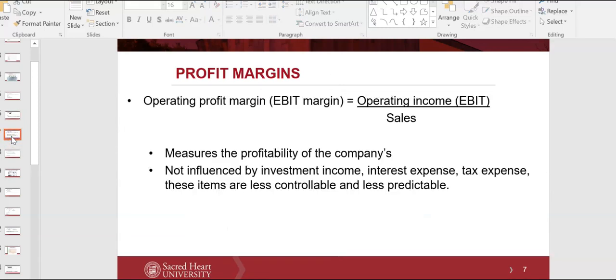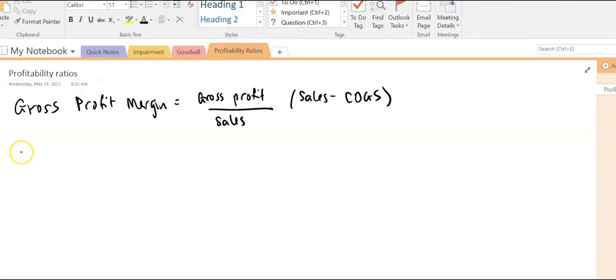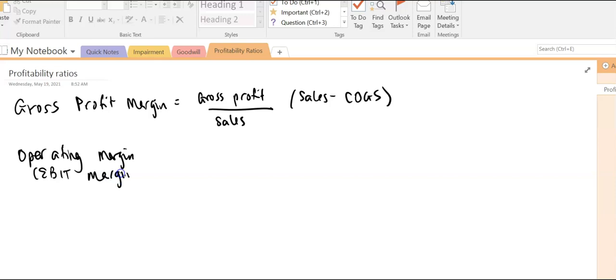Next, let's look at operating profit margin, also known as the EBIT margin. Remember, EBIT is earnings before interest and taxes. Operating profit margin is equal to the company's operating income divided by sales. So let's write that down and then go into it. Operating margin, sometimes called operating profit margin, and sometimes called EBIT margin, all mean the same thing. Operating income as a percentage of sales.